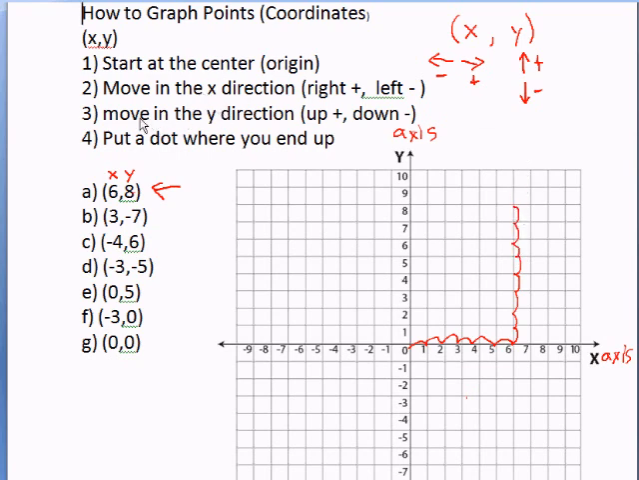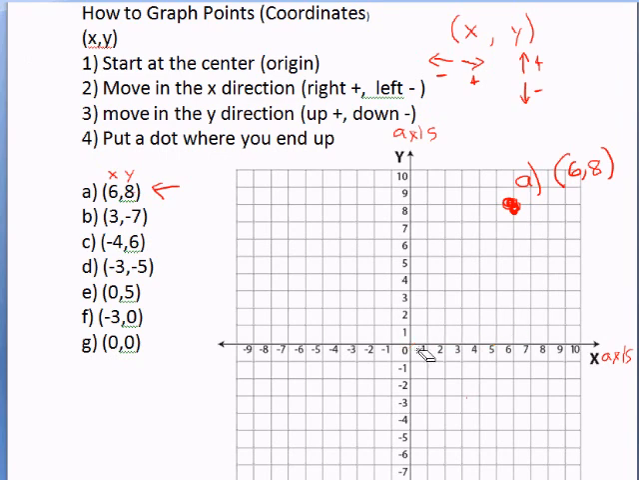Step 4, once you're at your spot, put a dot where you end up, and we ended up right here, so we have a dot right there. This dot is our A coordinate. Our coordinate is labeled A. You can write it in coordinate form where 6 is the x part and 8 is the y part.